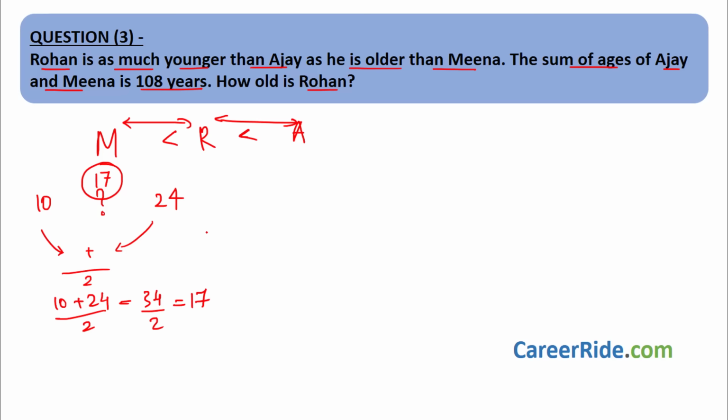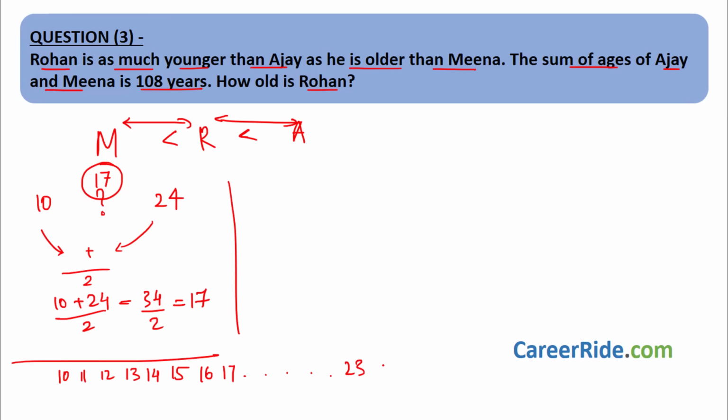How? Let's see. There's 10, 11, 12, 13, 14, 15, 16, 17, 18, 19, 20, 21, 22, 23 and 24. So between 10 and 17, what is the difference? 1, 2, 3, 4, 5 and 6. 6 numbers are there between 10 and 17. Now 17 to 24, how many numbers are there? 1, 2, 3, 4, 5, 6. See, the difference between 10 and 17, and between 17 and 24, is the same, 6. So 17 lies exactly in between 10 and 24.